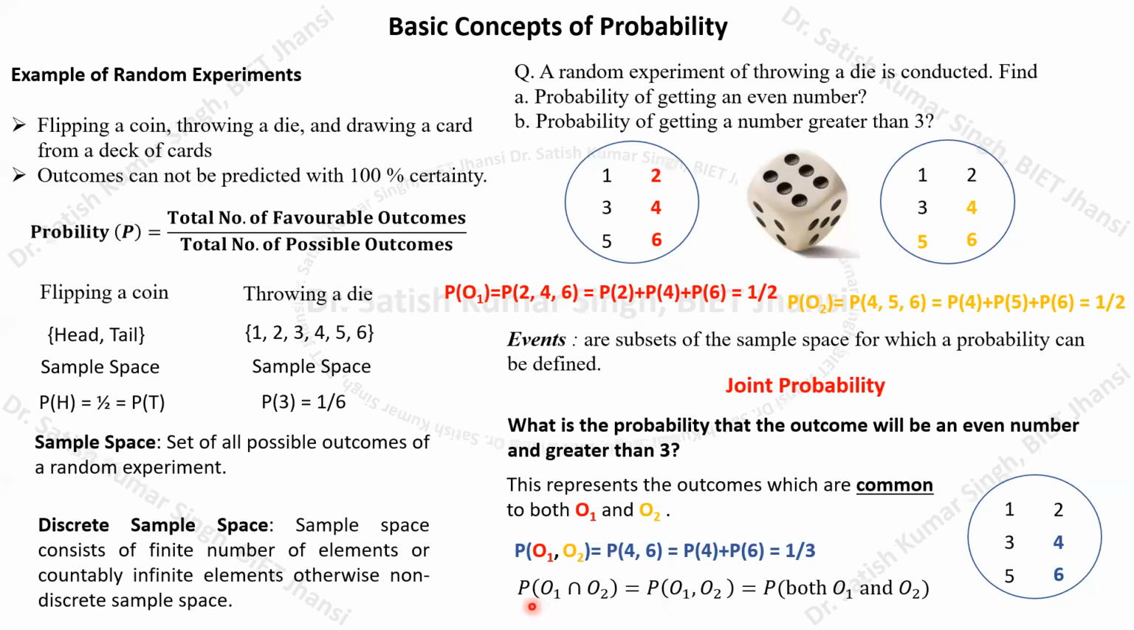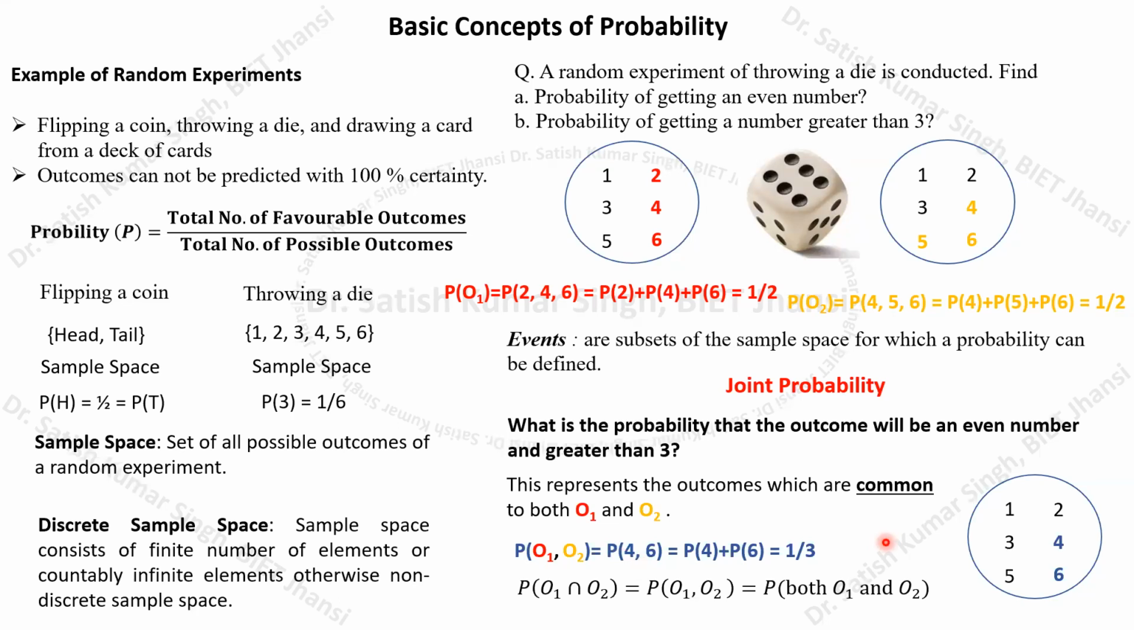So this can be written either as the probability of outcome 1 intersection outcome 2, or as the probability of outcome 1 comma outcome 2, or it can also be written as the probability that both outcome 1 as well as outcome 2 will occur simultaneously, right? So the probability of the possible outcomes that are an even number as well as greater than 3 is the probability of getting 4 comma 6. So it will be the probability of getting 4 plus the probability of getting 6, which equals 1 by 3, right? So this is your joint probability. This way we can define the joint probability.